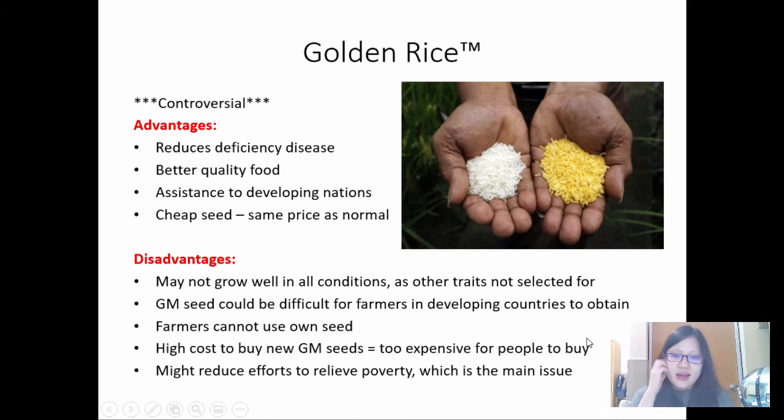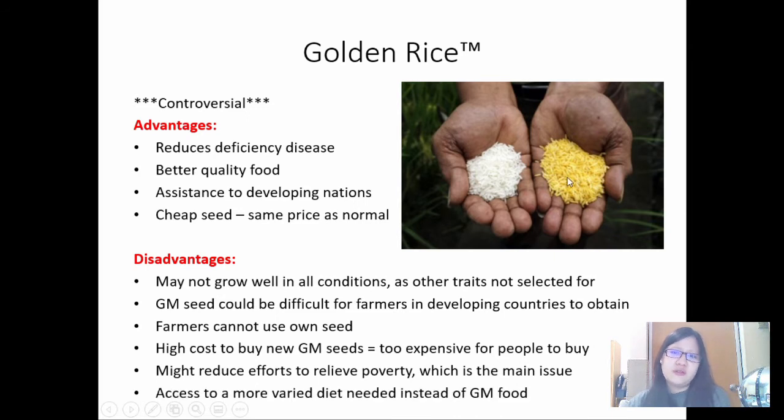And this is kind of redundant if it's more difficult, because the point is to relieve poverty, which is the main issue. The problem is not that rice doesn't have vitamin A. The problem is they are poor, so they cannot afford good quality food. So why not just give them more money or help them grow better food instead of a food with an additional property? Maybe access to a more varied diet is needed instead of GM food. Maybe instead of vitamin A rice, golden rice, maybe just ask them to plant more carrots and tomatoes.